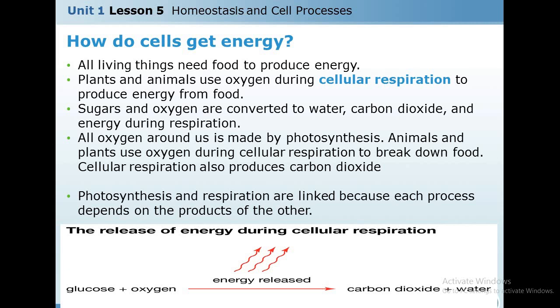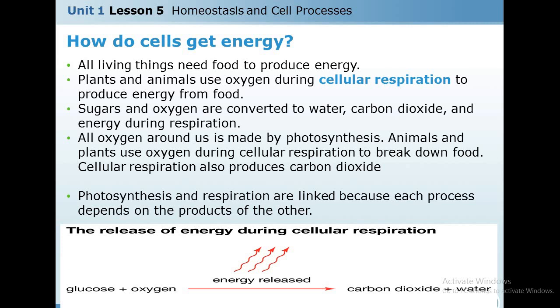Okay. So as I told you, all living things need food to produce energy. Animals and plants use oxygen during cellular respiration to produce energy from food. So this is how we release energy from the cellular respiration process. And I told you that cellular respiration takes place in the mitochondria. Don't forget this. This is how the mitochondria works: food enters and energy comes out of it.